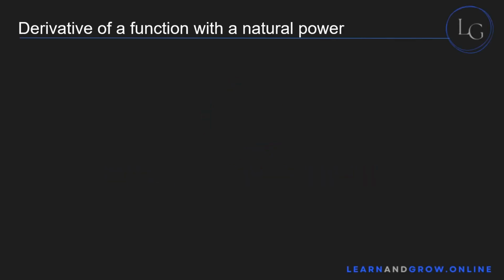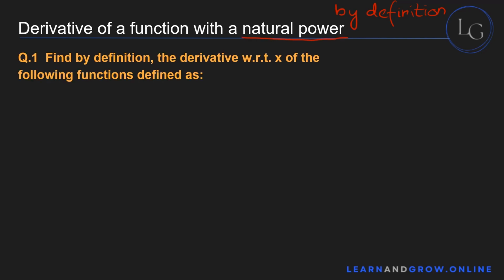Now let's talk about the derivative of a function with a natural power by definition. So this will apply for any variable with a natural power. Let's find the derivative with respect to x by definition of x to the power m, where m is any natural number.